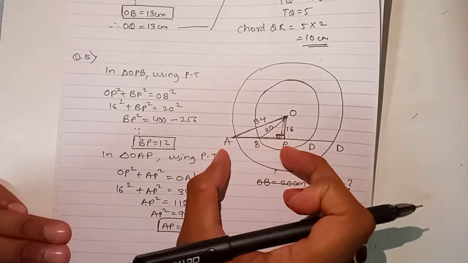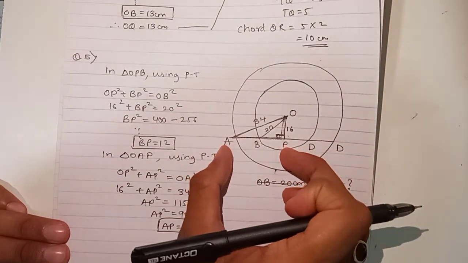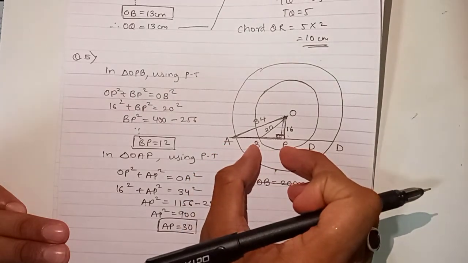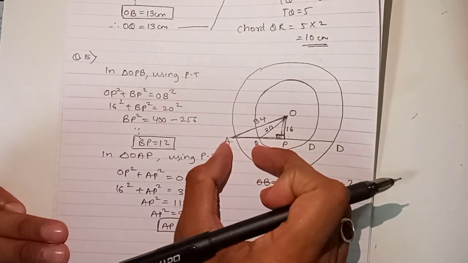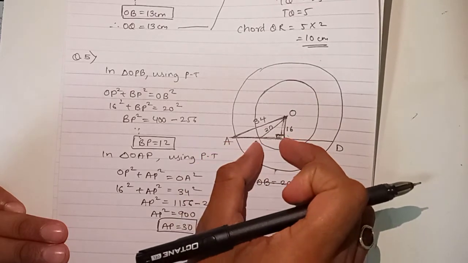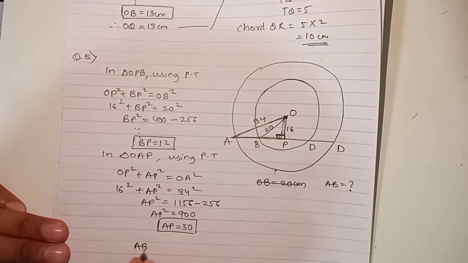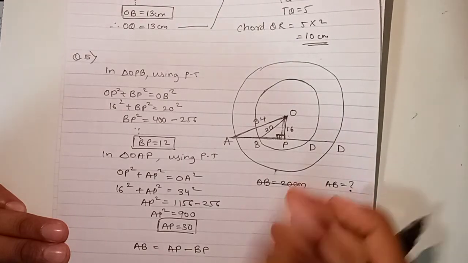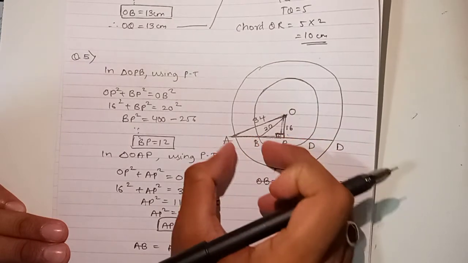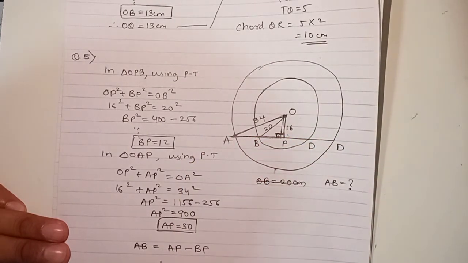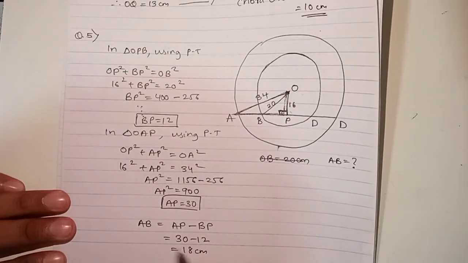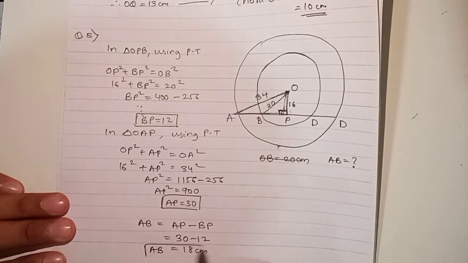Now this full AP is 30, this BP is 12. मुझे चाहिए AB, तो क्या करूँगा? AP में से BP को माइनस करूँगा तो मुझे मिल जाएगा AB. वेरी सिंपल. AB is AP minus BP. See the diagram. AP minus BP. ये मिल जाएगा AB. Okay, that is 30 minus 12, 18 centimeter. Done. Question is complete.